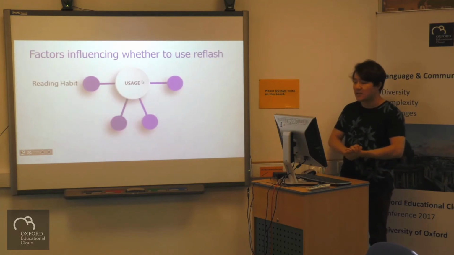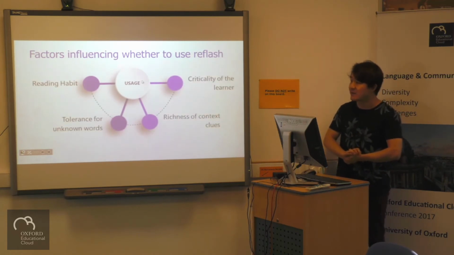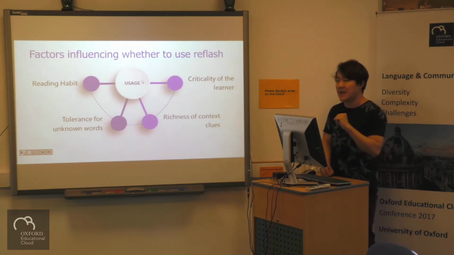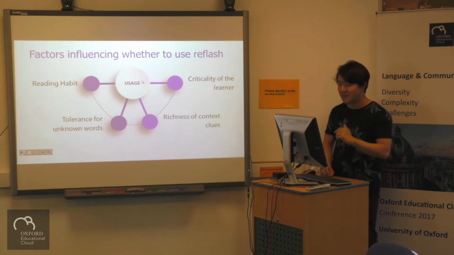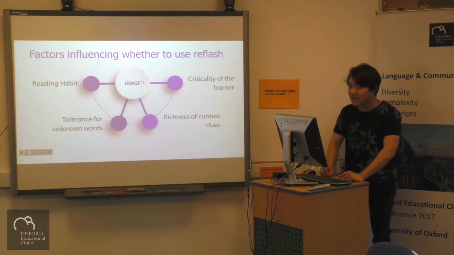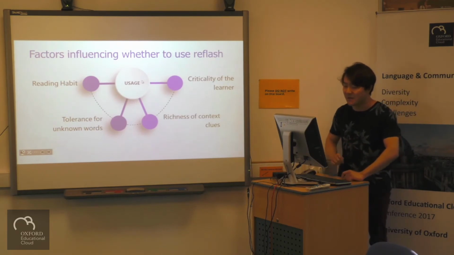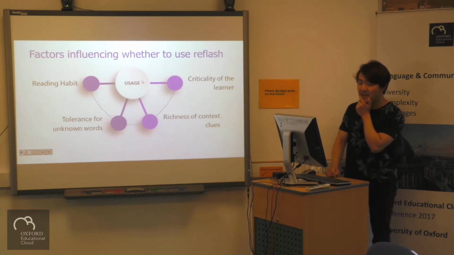And to determine the factors underlying their different usage, I transcribed the stimulated recall and then coded the transcription, and I found four factors that might be involved in their different usage behavior. The first one is reading habit, the second is tolerance for unknown words, the third is richness of the context clues, and the fourth is criticality of the learner. I'm running out of time here, so I won't belabor each of them, but one of the most interesting ones is the reading habit.